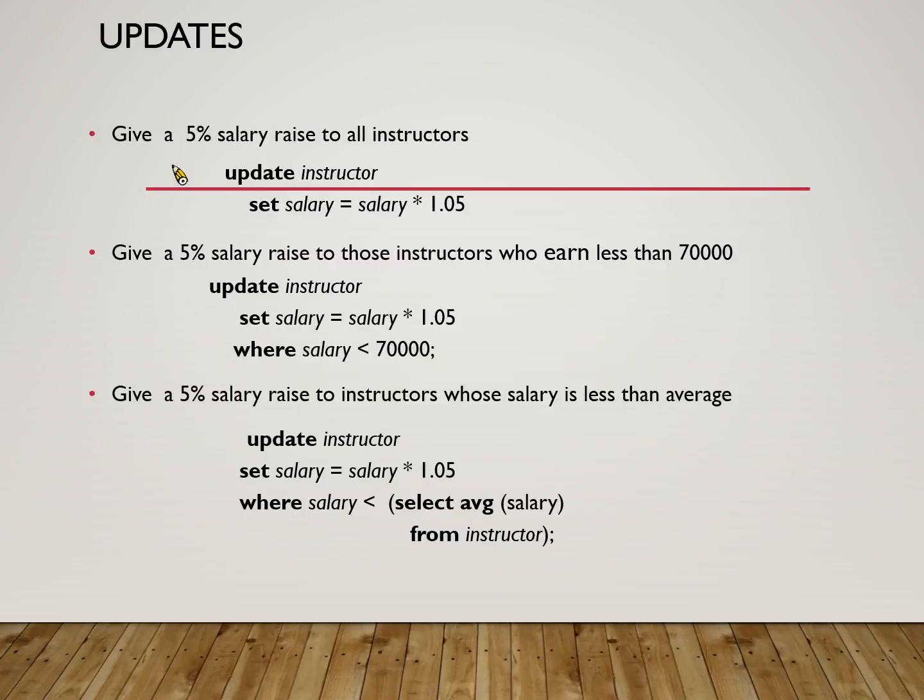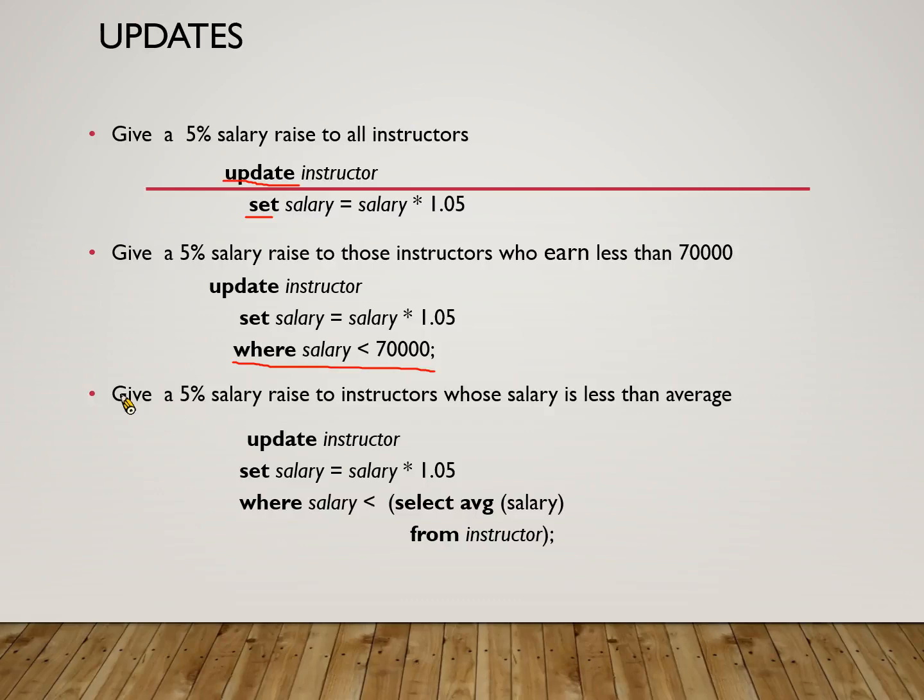As to updates, if we want to give a 5% salary rise to all instructors, the statement is update instructor set salary equal to salary times 1.05. And of course, if we want to limit the update to a group who earn less than $70,000, we can add a where clause which indicates salary is less than 70,000.